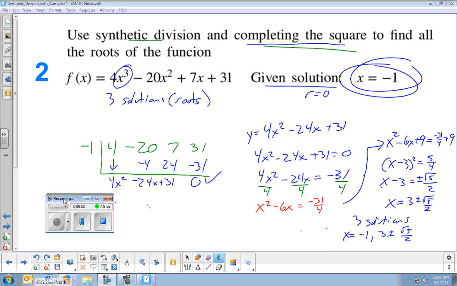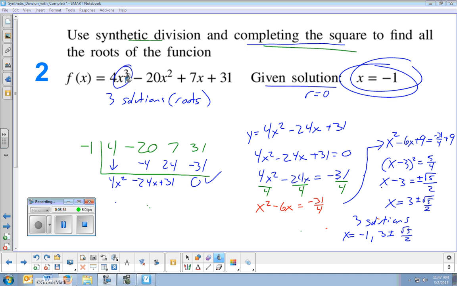And that is basically it. So you're going to be given a root, use synthetic division to get it down to a quadratic, and then complete the square on that quadratic to get the 2 other remaining roots. And those 2 roots could be imaginary, they could be irrational, like in this case, or they could come out to be rational things like 5 and 7. That depends on the problem. All right, but you are going to end up with 3 roots total when you have an x cubed term.